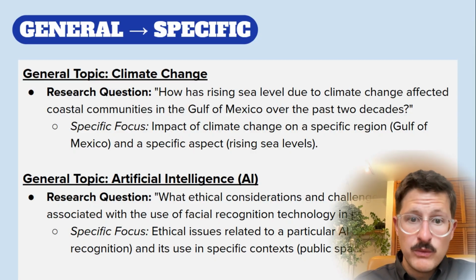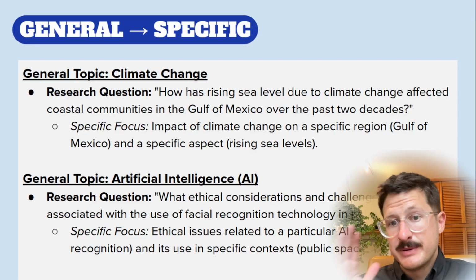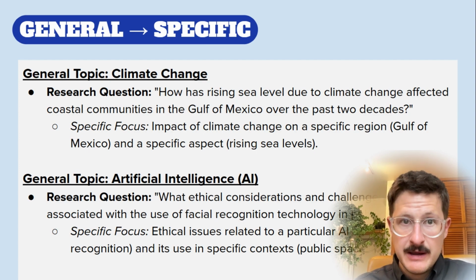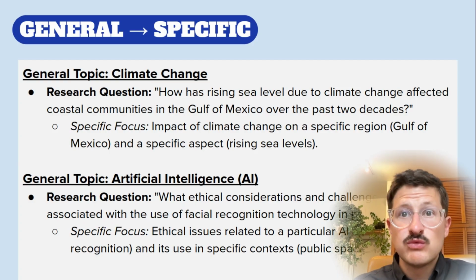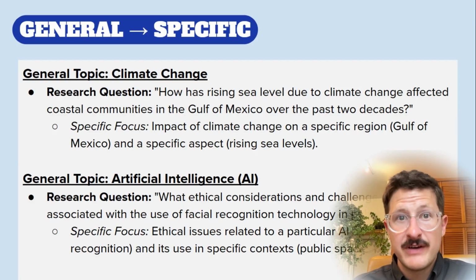In this first example, we're going to see that the general topic this group has chosen is climate change. But look at how specific the research question gets. How has rising sea level due to climate change affected coastal communities in the Gulf of Mexico over the past 2 decades? Wow, look at all that extra language that gets it more specific. It's not just saying, how has climate change affected sea levels? That's a little more specific than just climate change, but here it's saying coastal communities in the Gulf of Mexico and over the past 2 decades.